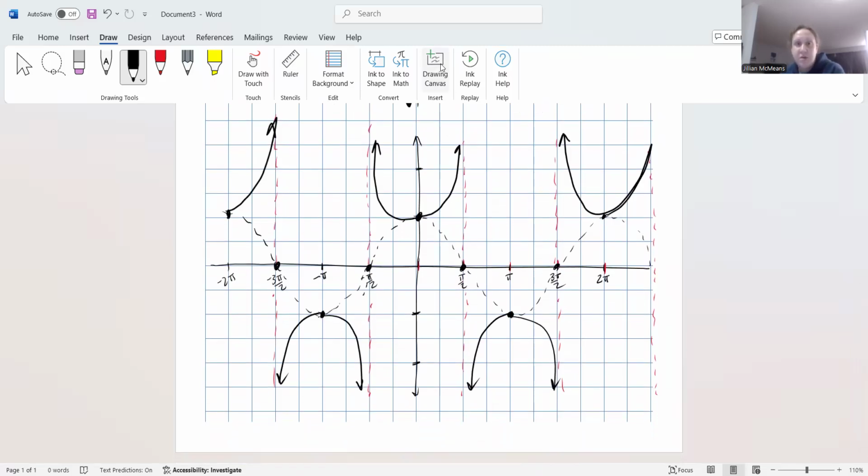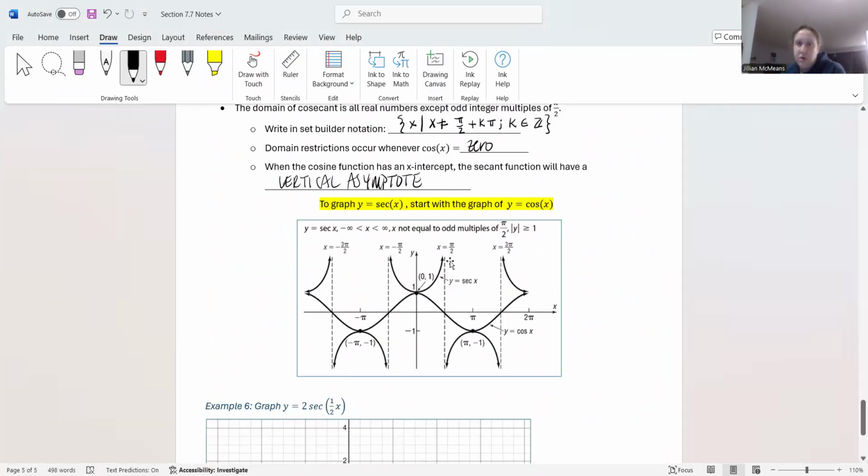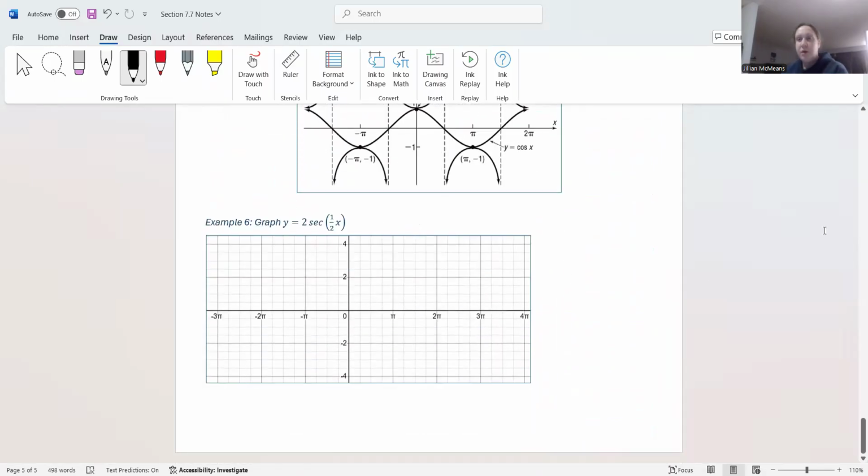So let's go back to the original document and do a transformation on secant. And there's the official graph. Just like with cosecant, we're going to graph transformations of secant, but we're going to start with the reciprocal function. We know how to graph sine and cosine. Those are pretty easy.